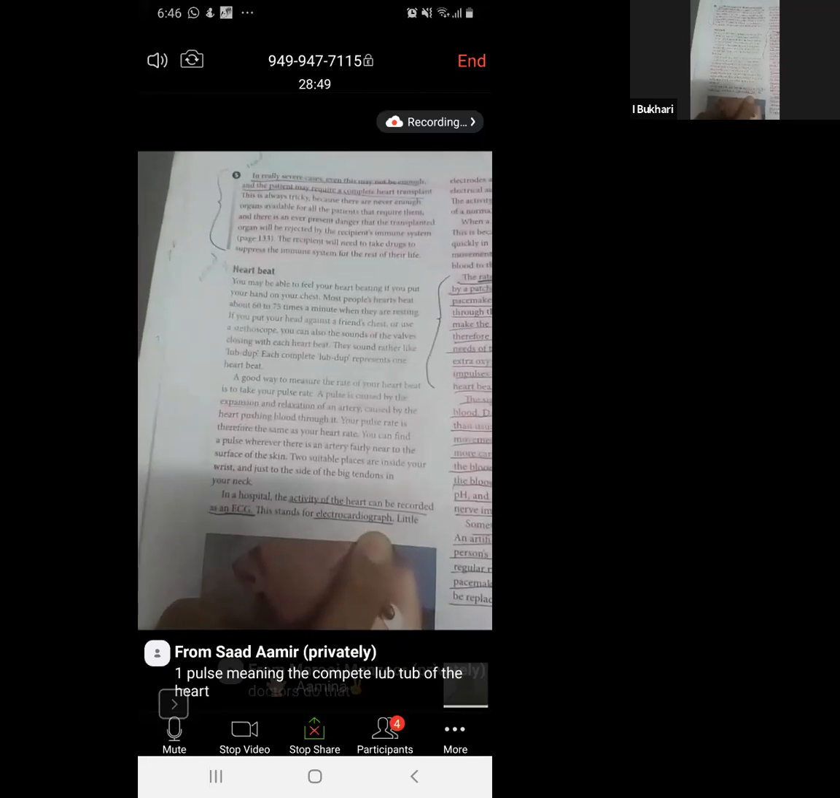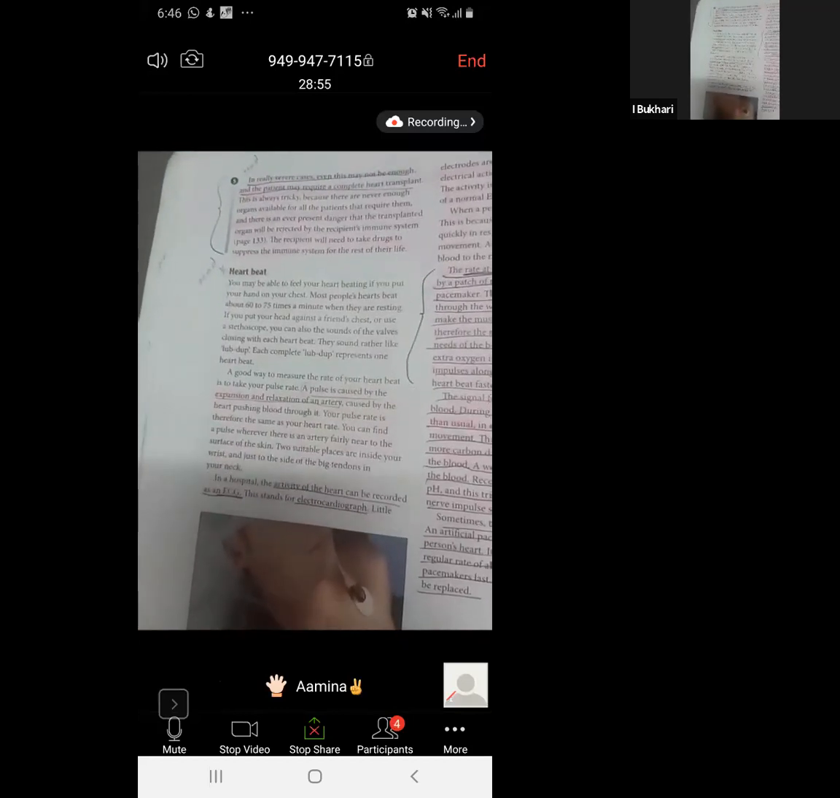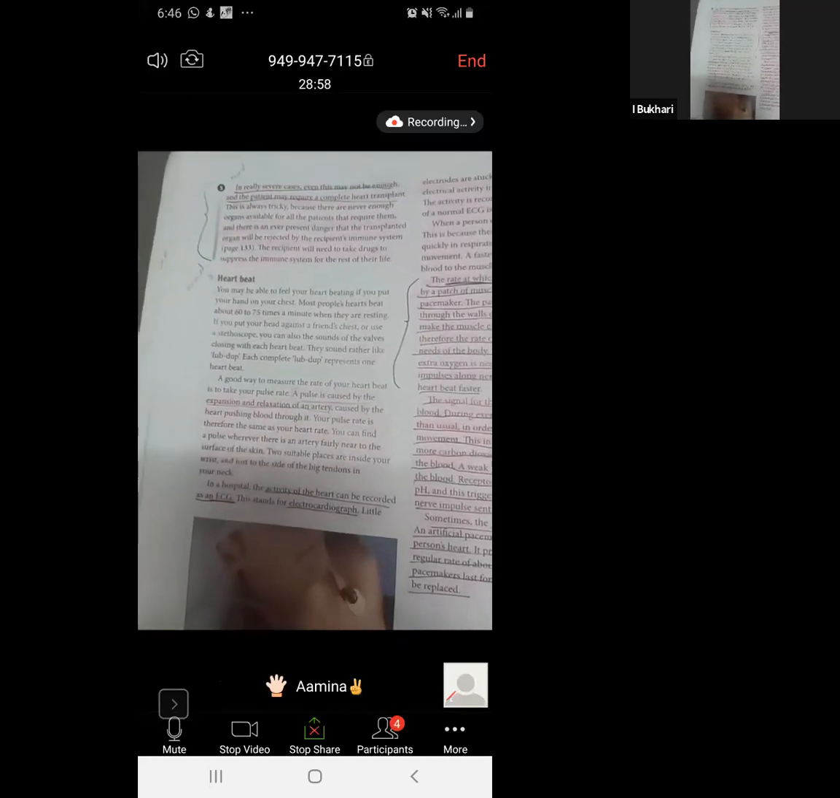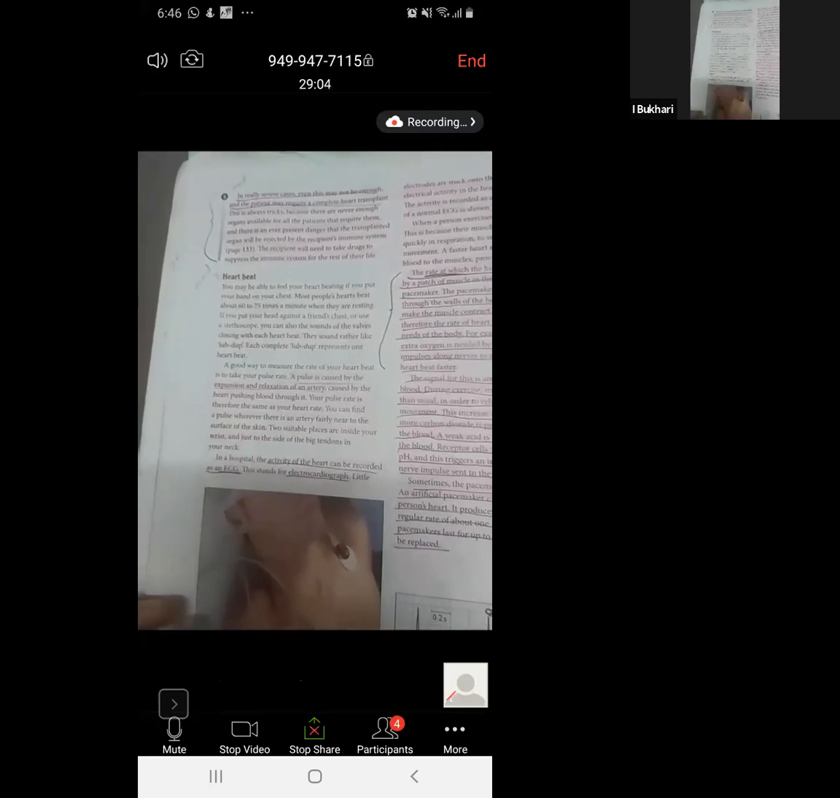Electrocardiograph. One pulse meaning the complete lub-dub of the heart? No. One pulse meaning one contraction. One contraction. So one lub of the heart, I think, if I'm not mistaken.